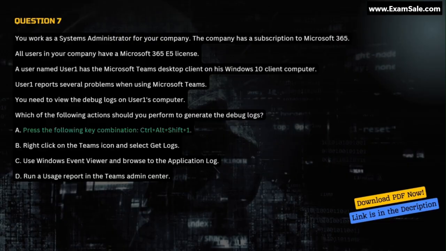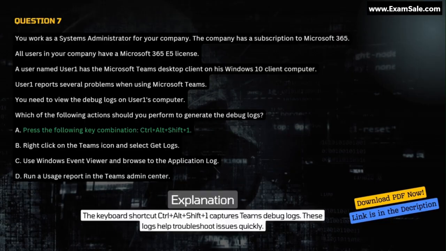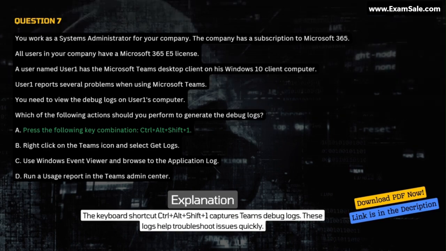Correct answer: A. Press the following key combination, Ctrl+Alt+Shift+1. Explanation: The keyboard shortcut Ctrl+Alt+Shift+1 captures Teams debug logs. These logs help troubleshoot issues quickly.